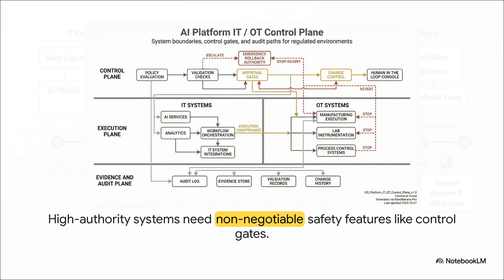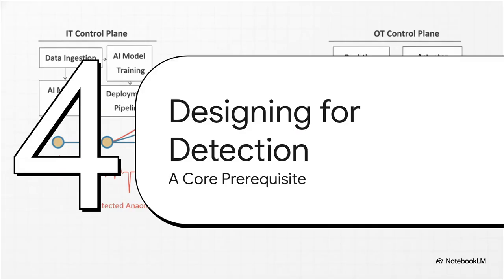Let's look back at that diagram. See those yellow approval gates? And the red lines for things like emergency rollback and escalate? For any high-authority system, those aren't just nice-to-haves. They are non-negotiable. They're the safety features, the circuit breakers that are designed to stop a silent failure from turning into a full-blown catastrophe.